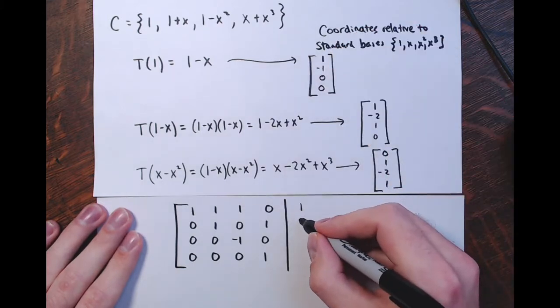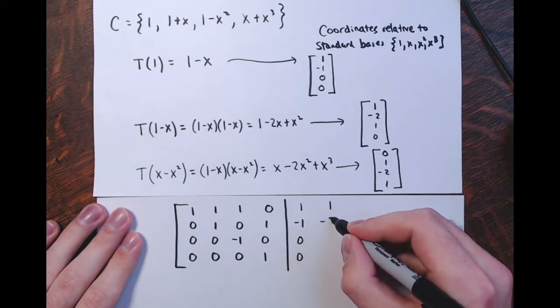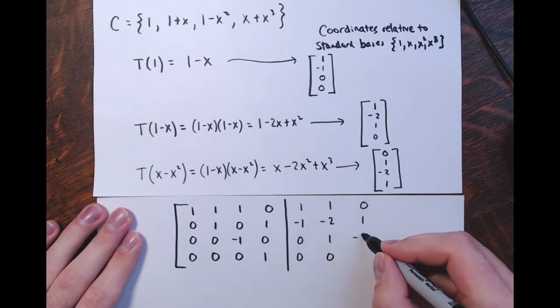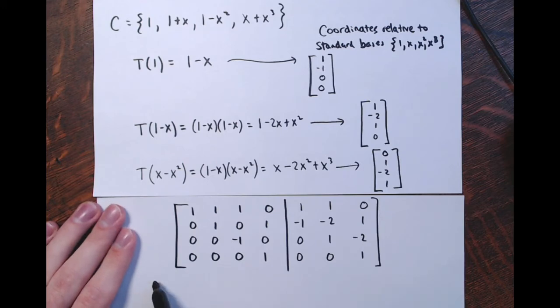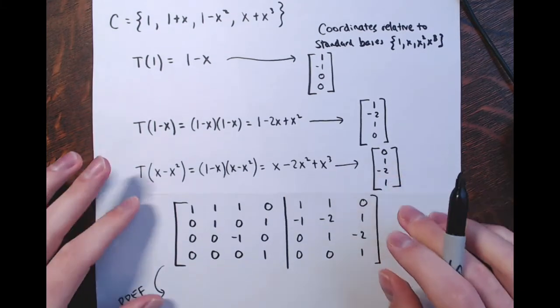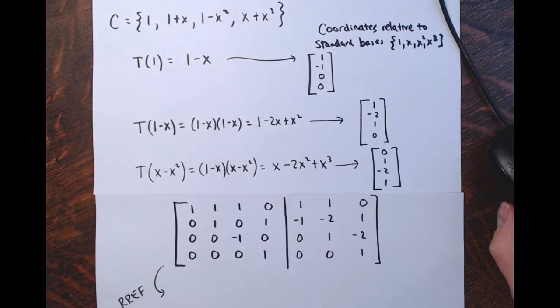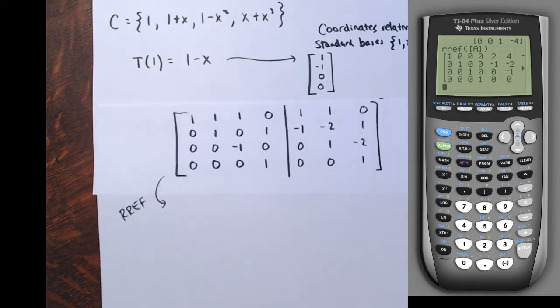So the 1, negative 1, 0, 0, 1, negative 2, 1, 0, 0, 1, negative 2, 1. And then I put this into reduced row echelon form, which again, I'll go to a calculator and enter this, what is this, a 4 by 7 matrix. And I'll pull that up when I'm done. So put that all in reduced row echelon form.